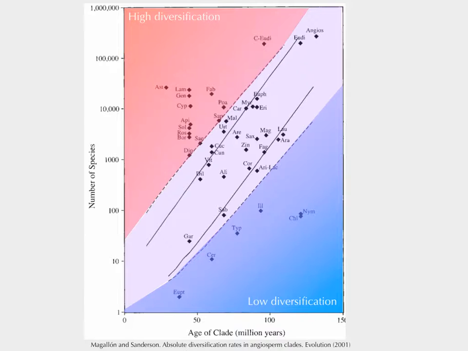Why are water lilies growing so slowly? But Fabaceae, so kind of legumes, evolving so fast. Okay? So we're looking at the world and investigating that. All right. Any questions about that?